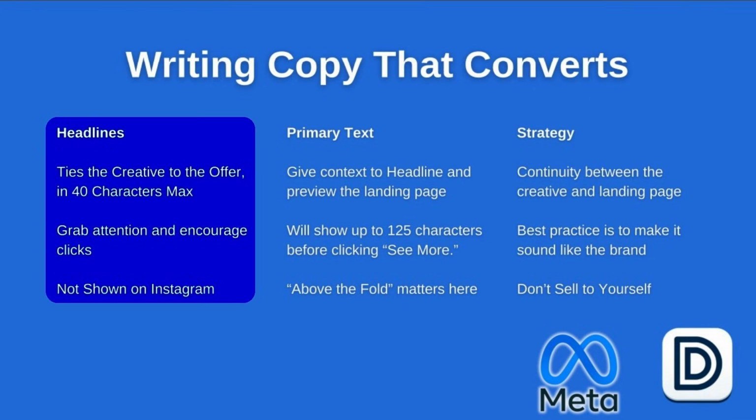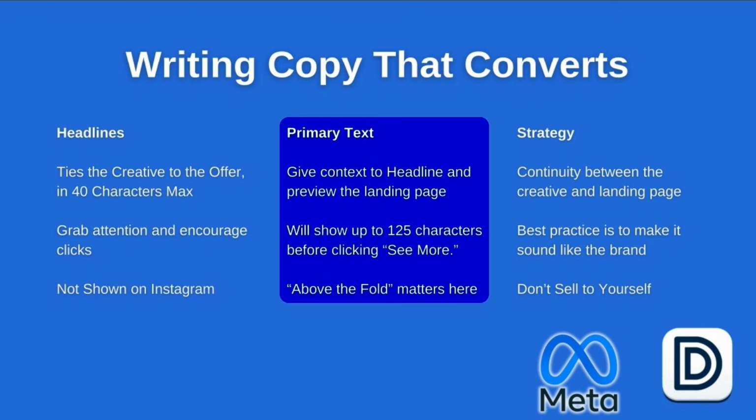Also note that headlines are not shown on Instagram. Instagram ads only have a primary text. Now, when it comes to primary text, this is the next part of the ad, and these are the words that are not in bold that are above the creative. The purpose of a primary text is to give context to the headline and a preview of the landing page. A primary text box will show up to 125 characters before somebody clicks see more.